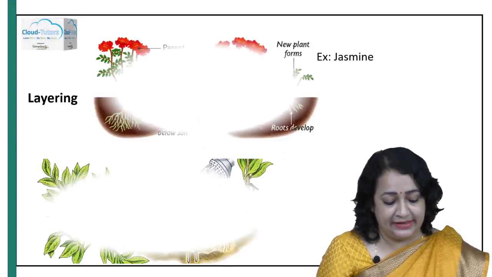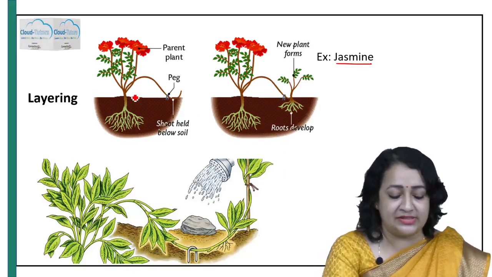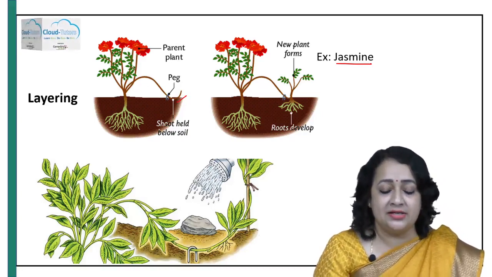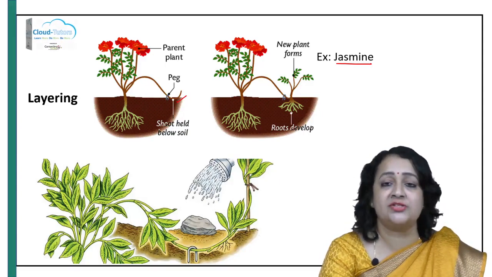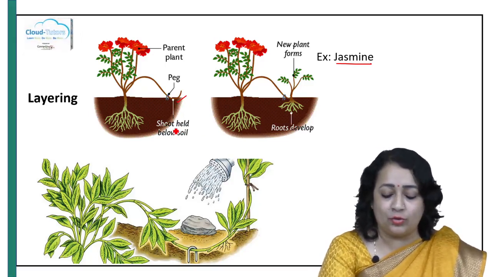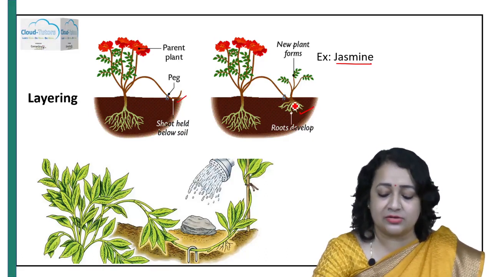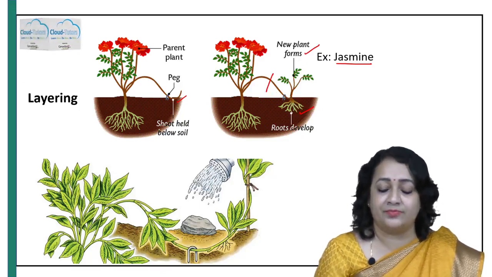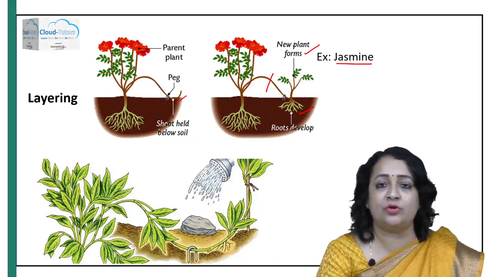Next we have layering. In the case of layering, for example in jasmine, you can see that the stem is touching the soil here, or you can also place a stone or a weight in order to make the stem touch the soil. Wherever the branch or the stem is touching the soil, the root starts developing. You can see the roots getting developed here. Now this grows into a new plant. Later you can cut this. So this is how a new plant will develop from the shoot which is held below the soil.